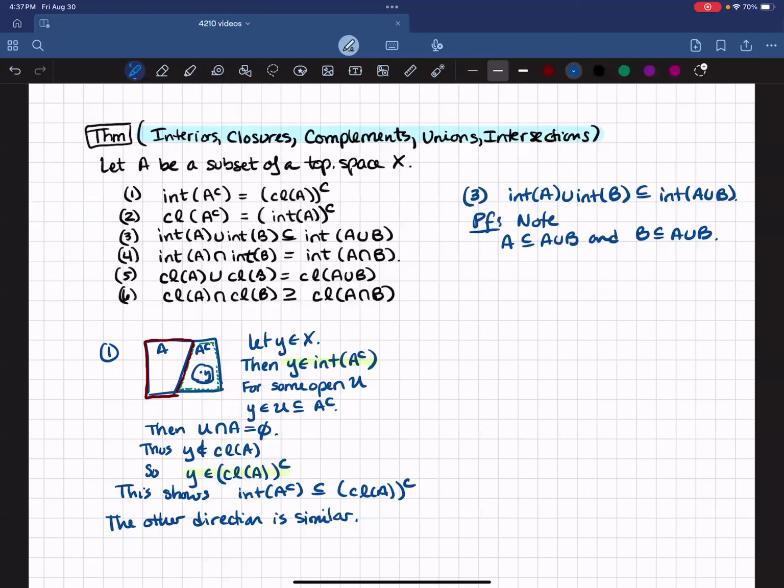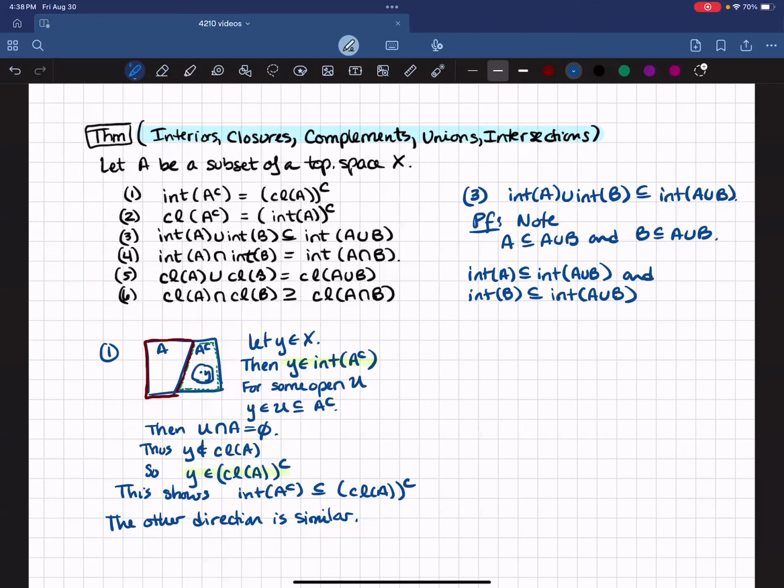So I can take the interior of both sides and say that means that the interior of A is a subset of the interior of A union B. I've basically just taken this and said, okay, now take the interior of both sides. And we know that taking interiors preserves that relationship. And I can do the same thing on the other one. The interior of B is also a subset of the interior of A union B.